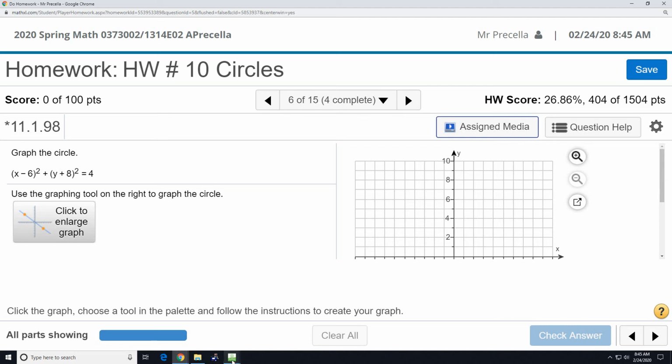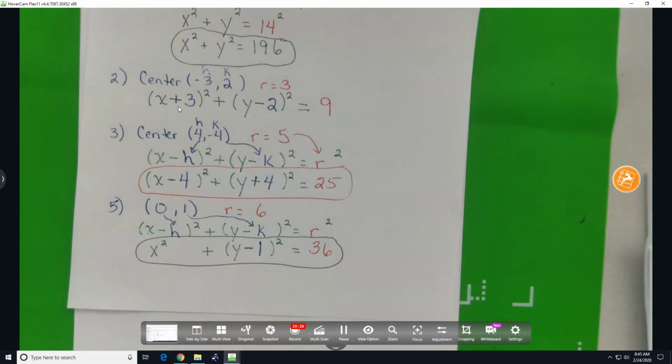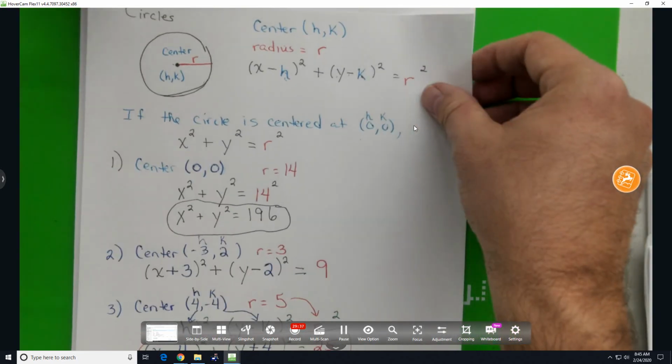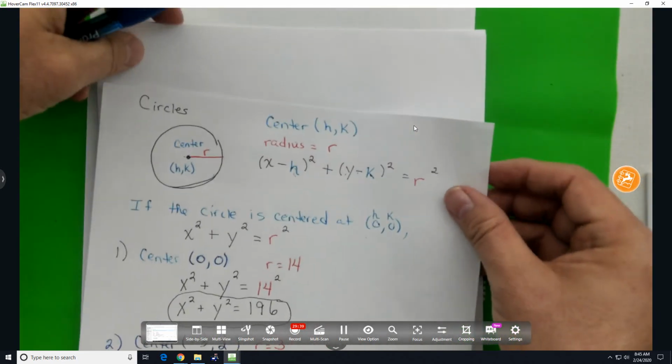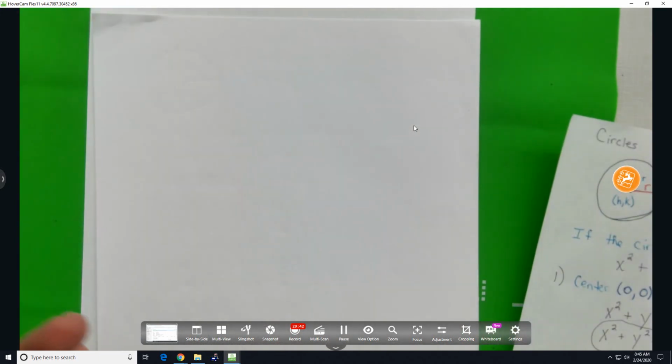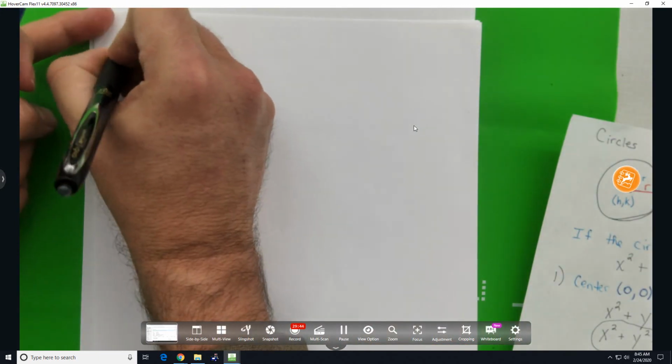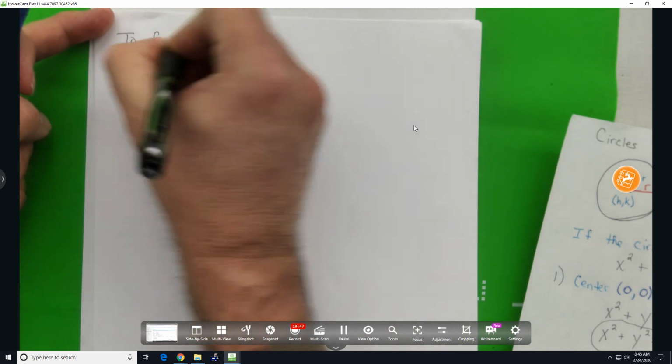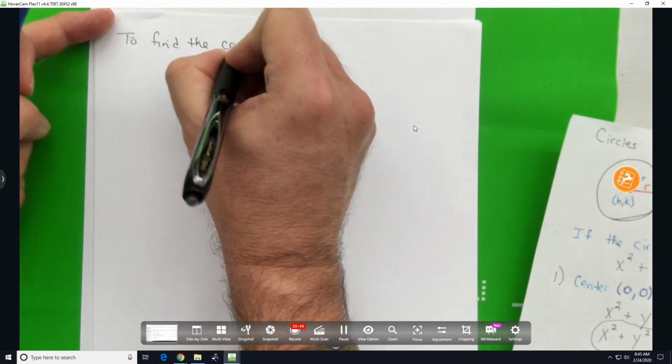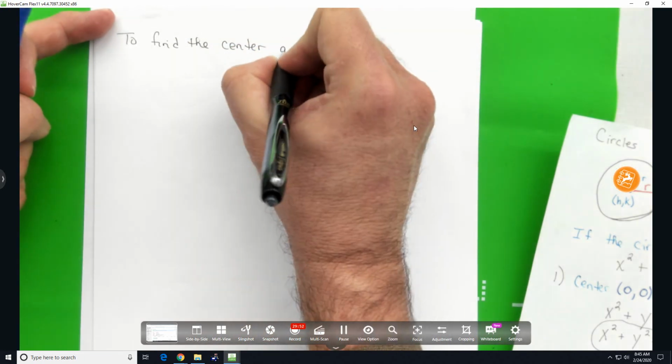So that's what I was trying to get at earlier when I was asking you on this one. How would you go backwards? Given the equation, how do you come up with this h, k, and r? Well, change the sign, square root. That's how you find it. Let me go ahead and write that out to find the center and radius. And that's what you've got to know if you're going to graph a circle. You've got to know that center and radius.